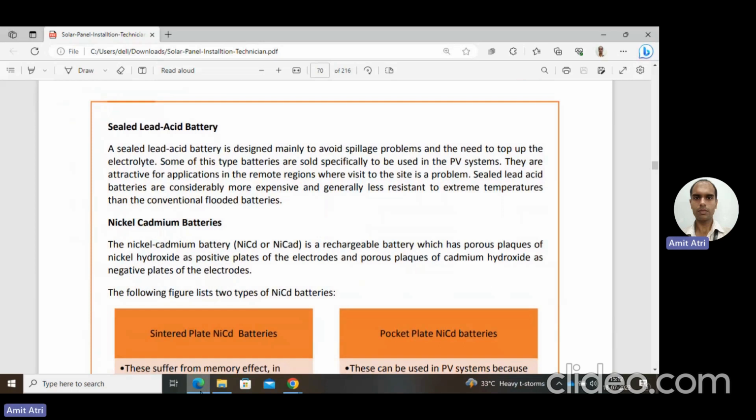My last one, the nickel cadmium battery. That is a rechargeable battery and has porous plaques of nickel hydroxide as the positive plate of the electrode and porous plaque of cadmium hydroxide as the negative plate of the electrode. So that comes the name nickel and cadmium. The positive electrode is nickel hydroxide, the negative is cadmium hydroxide.